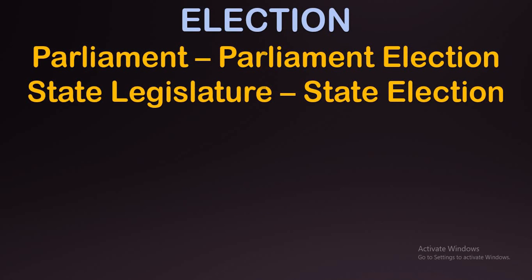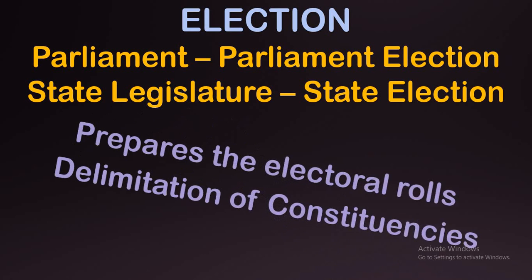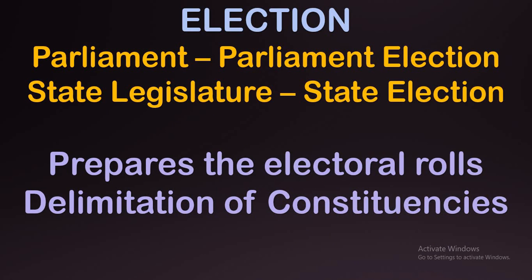Now let's see the election. We have parliament elections in which the members are elected. So the parliament makes the provision for the parliament election. In the same way, the state legislature makes the provision for state elections. What do both of them do? They prepare the electoral rolls, the political candidates' rolls, and also delimit the constituencies.